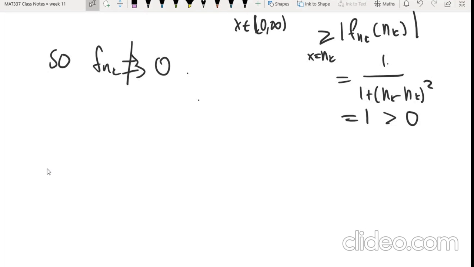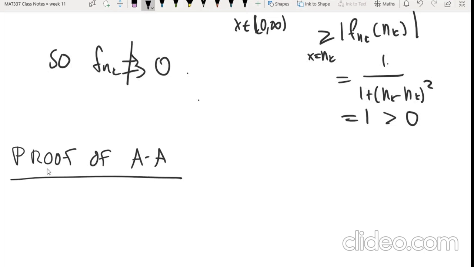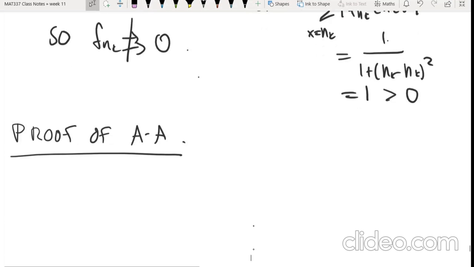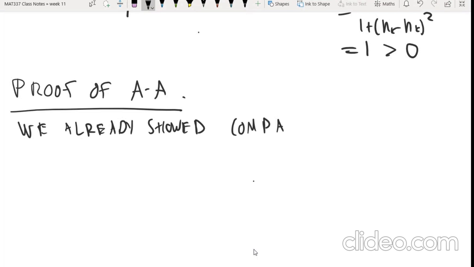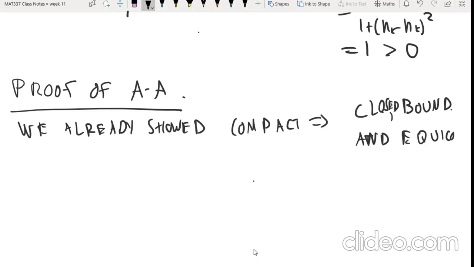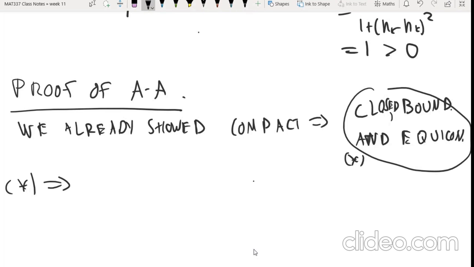Okay, so now let's go into the theorem. Proof of part A. Oh, we already showed that compact implies closed, bounded, and equicontinuous. Now we do the reverse. So assume these things, star, implies compact.